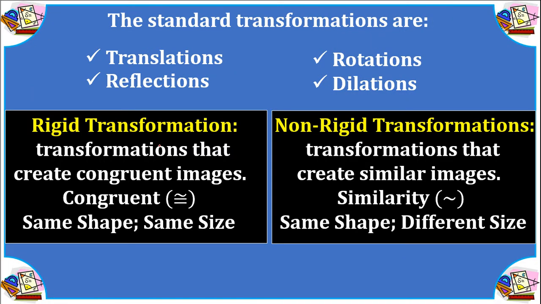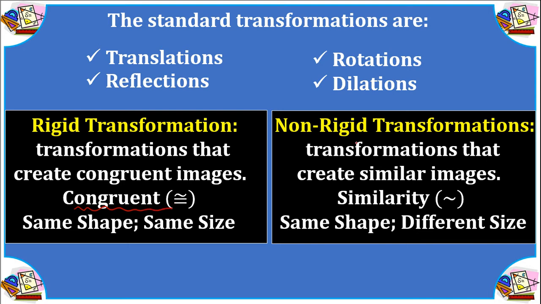So the four transformations that we're going to learn in this unit are a translation, reflection, rotation, and a dilation. Now, two of our new vocabulary words are a rigid transformation and a non-rigid transformation. So a rigid transformation simply gives you a congruent shape. So if you move a shape, you still have the exact same shape and size. So with a rigid transformation, the result is a congruent shape.